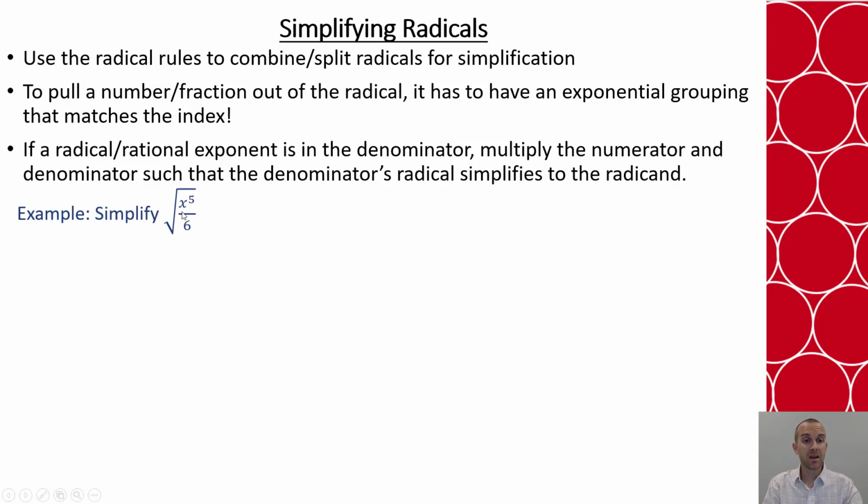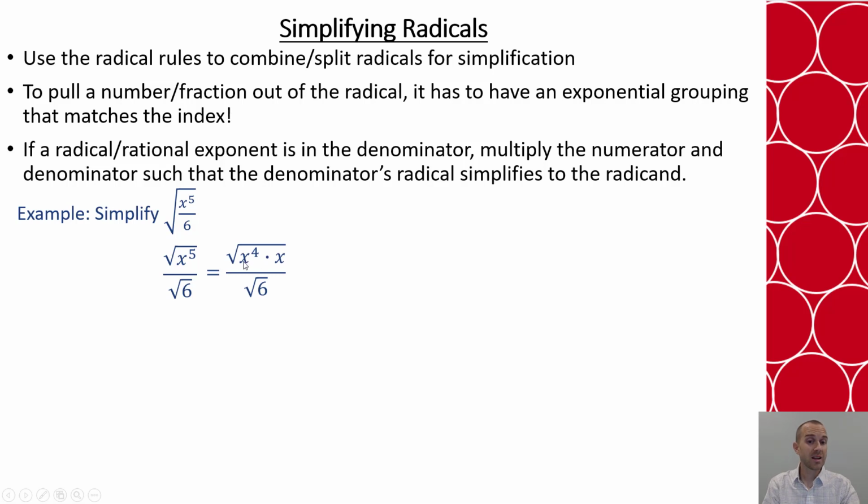Let's start with the square root of x to the 5th divided by 6. Now, I can't really deal with them as it is, so I'm going to separate them and look at the square root of x to the 5th divided by the square root of 6. Now, x to the 5th, I'd want to split that because I have this index of 2. 5 is not divisible by 2.